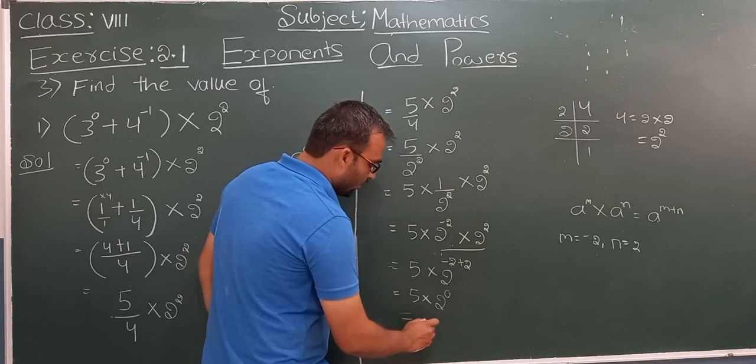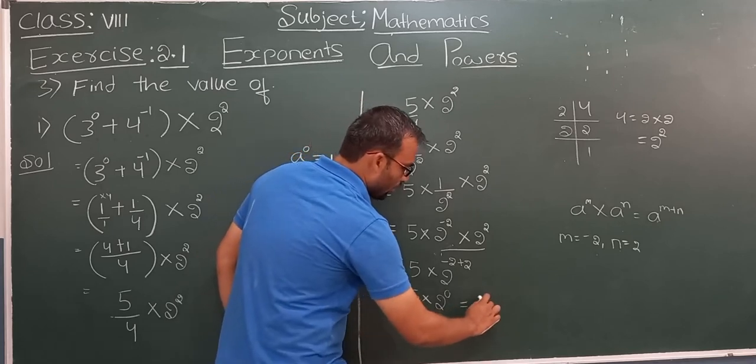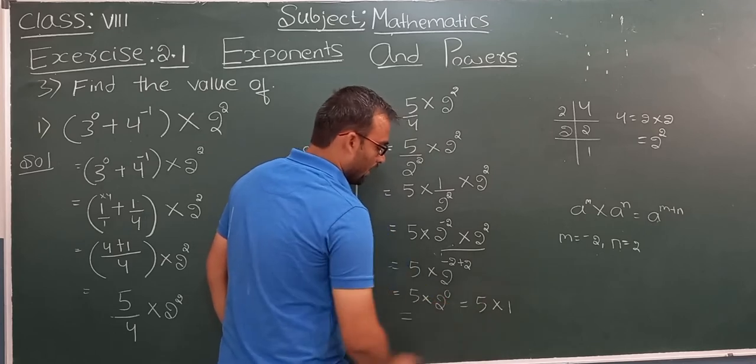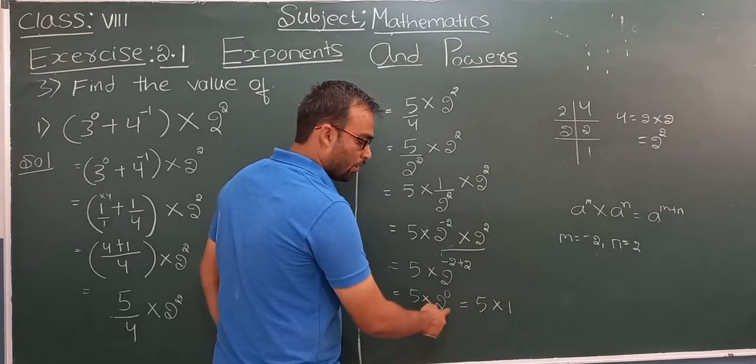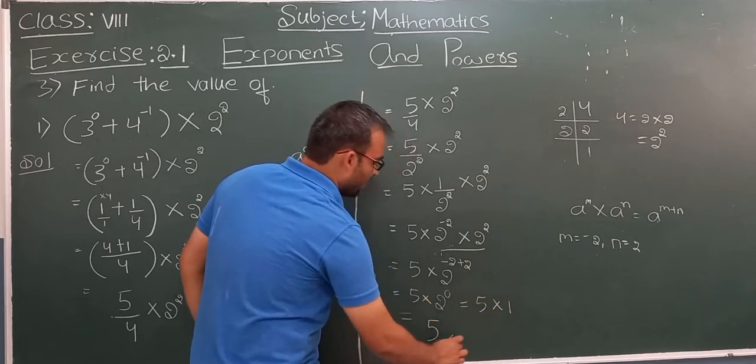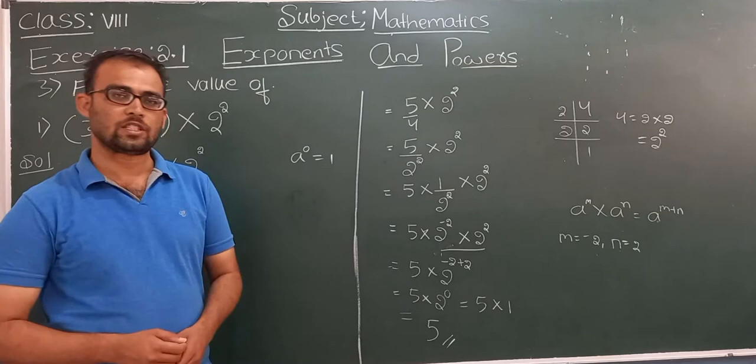Any number to the power 0 is what? 1 only. So it will become 5 into 1. Why? Because any number to the power 0 is 1. 5 into 1 is 5. So this is the solution for the first problem.